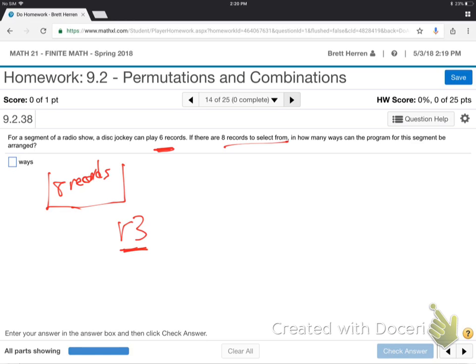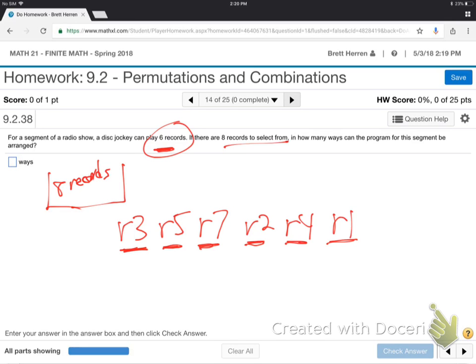Okay? I'm being real now. I'm doing it. And then I've got to play a second song. All right, how about record number 5? Whatever. Then I've got to play a third, so I've got to do 6 records. Record number 7, okay. Record number 2, okay. Record number 4, okay. One more. Record number 1, whatever. There we go. I played 6 records.